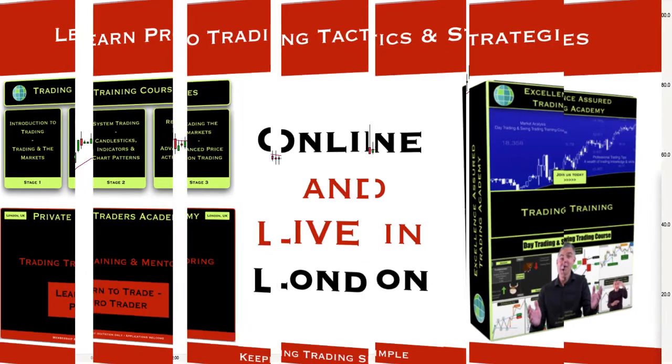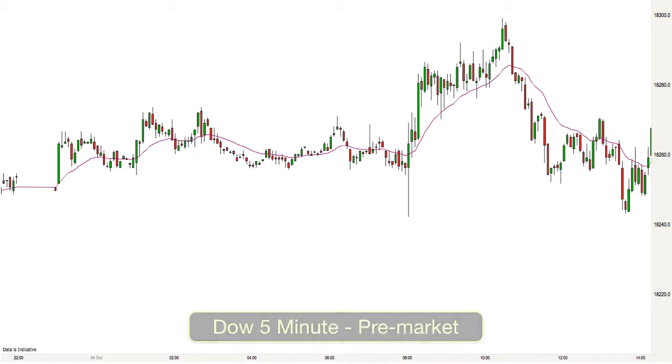We're looking at the Dow 5-minute time frame at the moment, and this is the time frame that I choose to do my day trading. The only indicator on my chart is the 20 EMA, and I use the candlestick bars on my charts to help me read what's going on. I do like to keep trading simple.